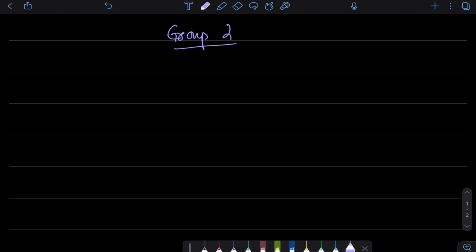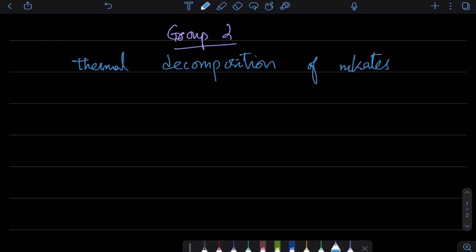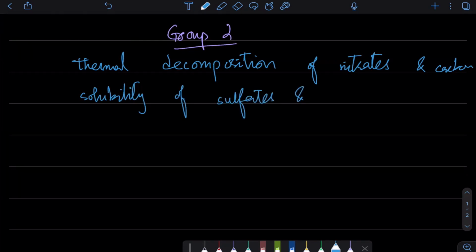So why does that happen? The reason for that. In AS, we did not go into the reason. We just looked at what the trends were. The two main things: the thermal decomposition of nitrates and carbonates, and the second thing was solubility of sulfates and hydroxides. So these are the two main things that we need to be able to answer for, like the reason why this happens. So let's get started.